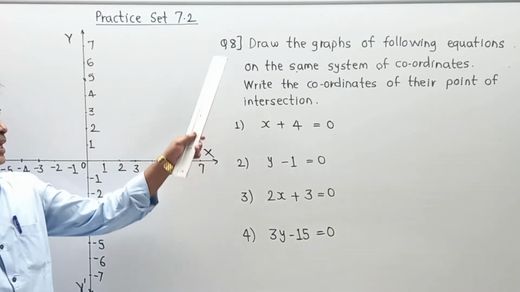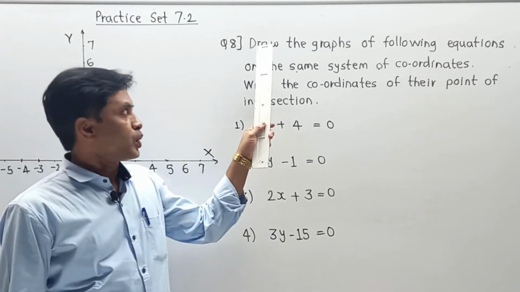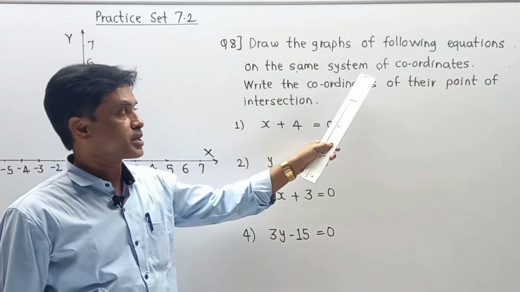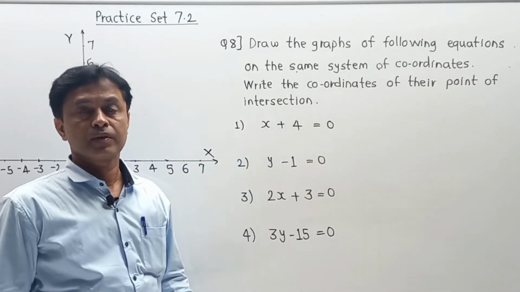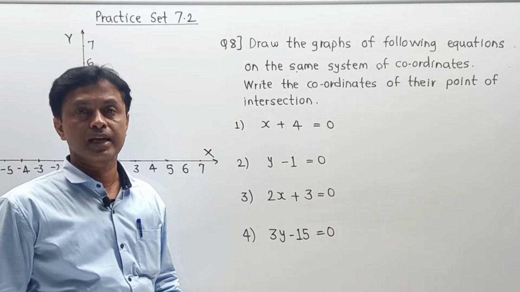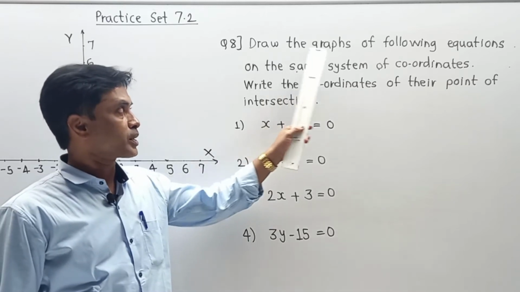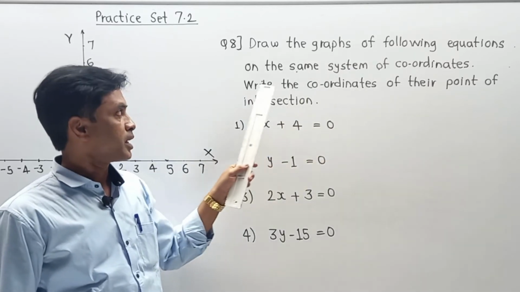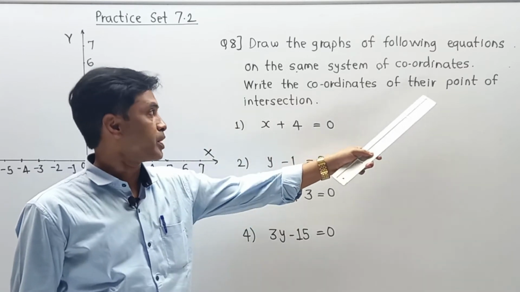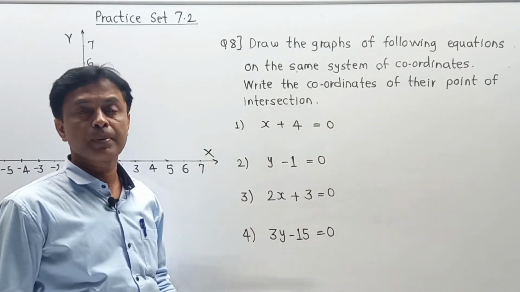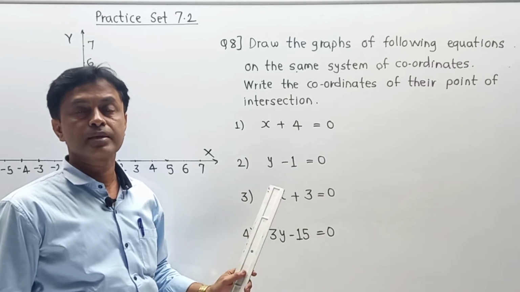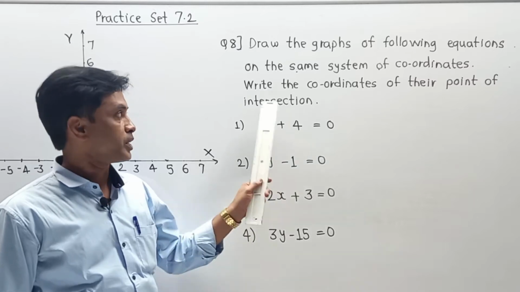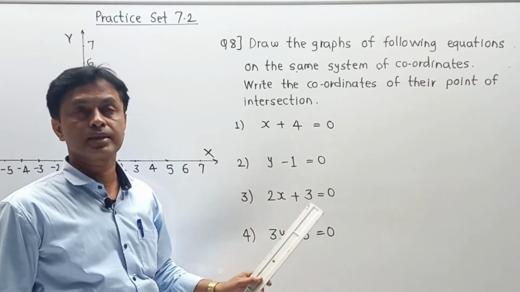Now moving to question number 8. The question is, draw the graph of the following equations on the same system of coordinates. Means we have to use x-axis, y-axis and a single graph paper for this system. Write the coordinates of their points of intersection. Means whatever graphs we draw over here, there will be some intersection between these 2 lines. Then we have to write the point of intersection, means where these 2 lines touch.